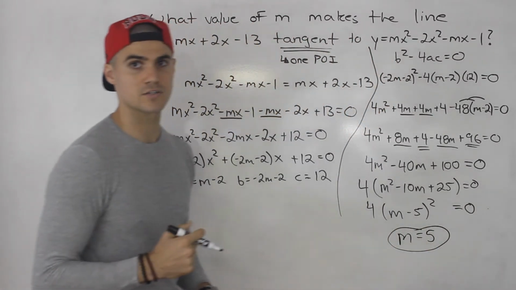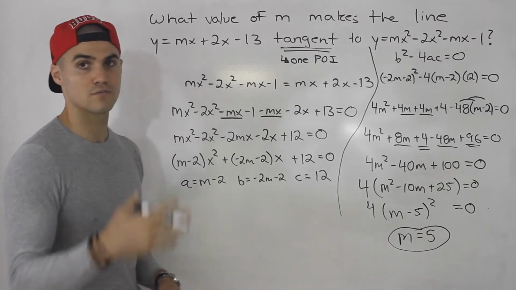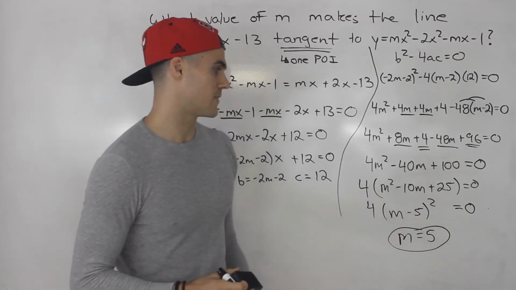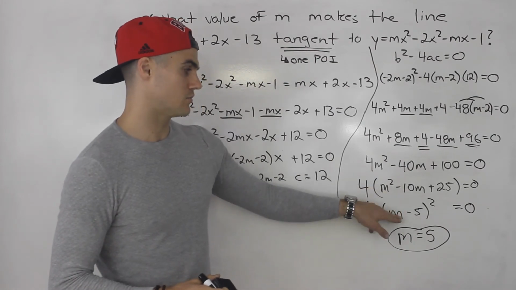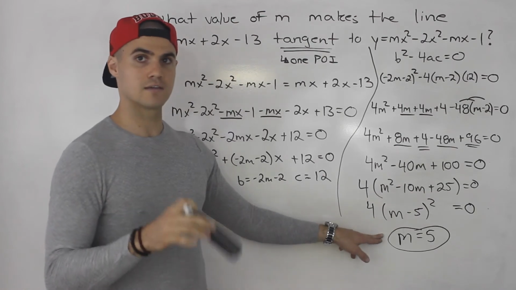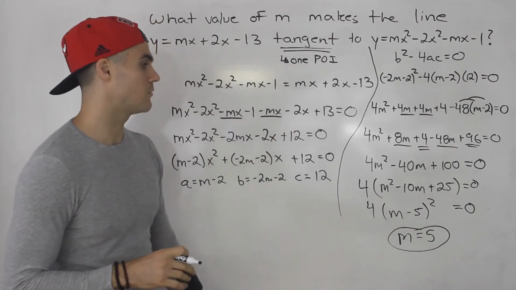So there's actually one solution to this question. In the video before, we got two solutions because we had two factors. In this case, this is a perfect square trinomial, which factors to m minus 5 squared. So m equals 5 is the solution to this problem.